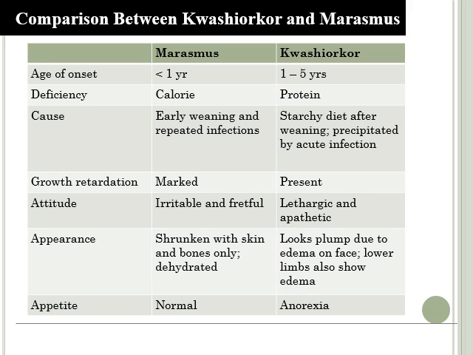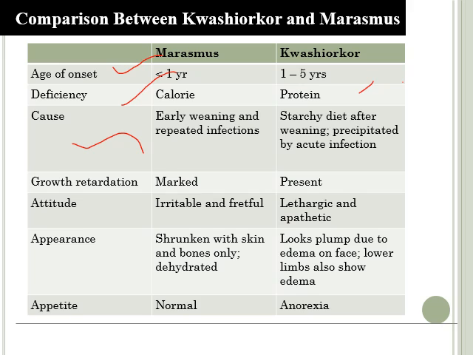The age of onset for Marasmus is less than 1 year, whereas Kwashiorkor occurs after the weaning period, that is, after the first year of age, 1 to 5 years. Then deficiency: in Marasmus, both calories and protein, and in Kwashiorkor only protein. The cause of Marasmus is early weaning and repeated infections, whereas in Kwashiorkor, a starchy diet after weaning, precipitated by acute infection.